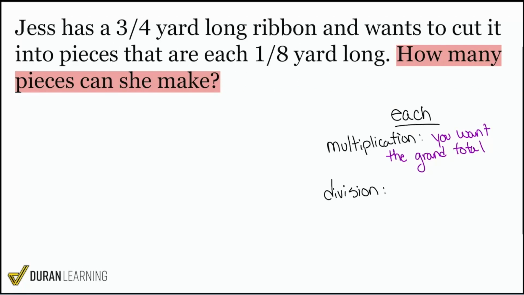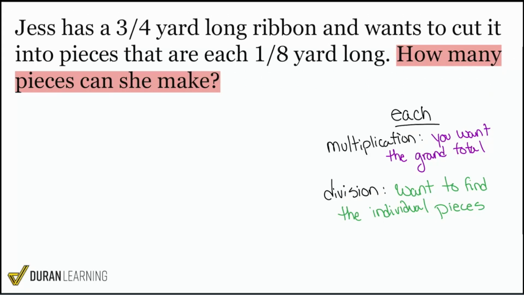So if we were to say something to the effect of, hey, we have pieces that are each 1/8 of a yard long, and we want to make 50 pieces. How much ribbon do we need in total? That's when you would use multiplication, because you want that grand total. Division, when you're trying to find individual pieces, that's when you use division.